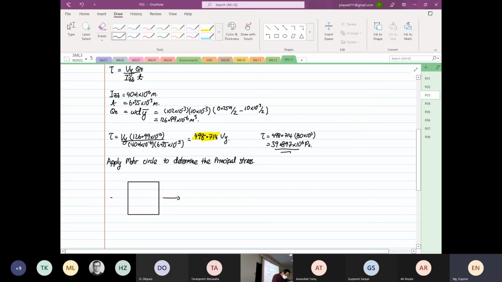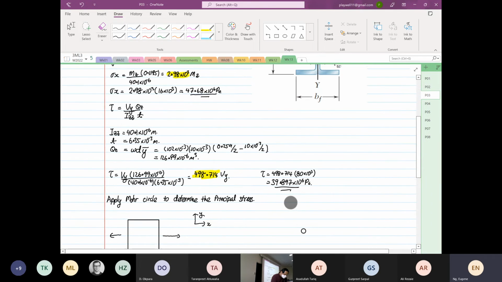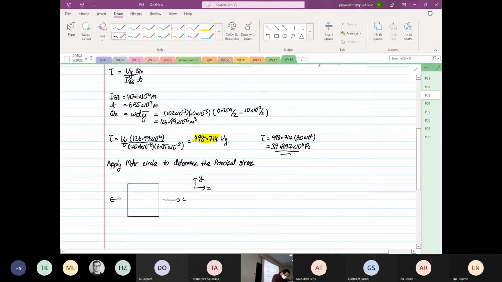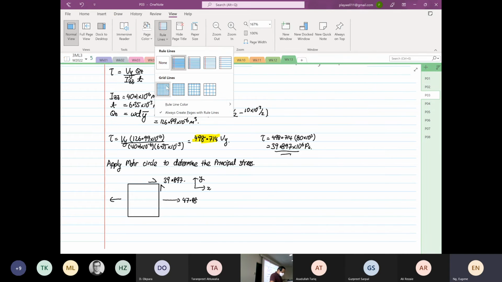So we know that if this is our x and y, we know that our normal stress is equal to what? 47.98. Then we have our shearing stress to be at 39.897. Okay. So if we are going to sketch Mohr's circle, I told you guys, right?